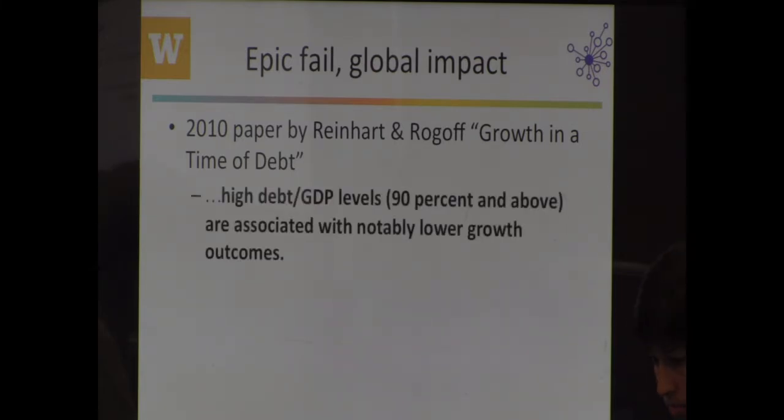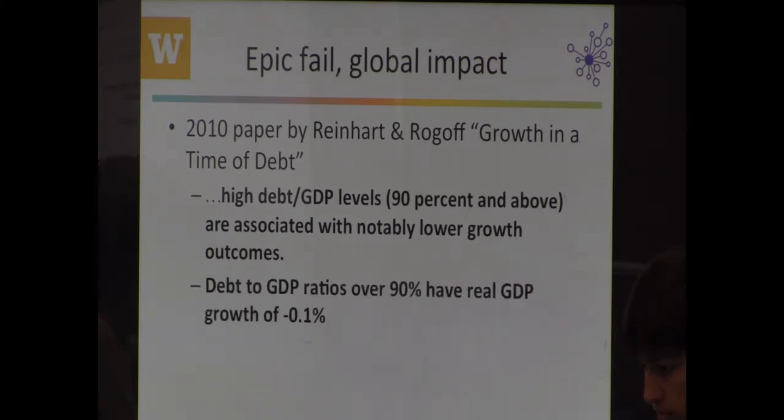And essentially their conclusion was that high debt to GDP ratios, 90% and above, are associated with notably lower growth outcomes, right? So if you're trying to grow your way out of the recession, you don't borrow, right? And this led to austerity, right? I think there was a time when many of us were tired of hearing austerity, right? So this was a premier argument: austerity, austerity, austerity. Don't borrow, just cut your budget, cut your budget.